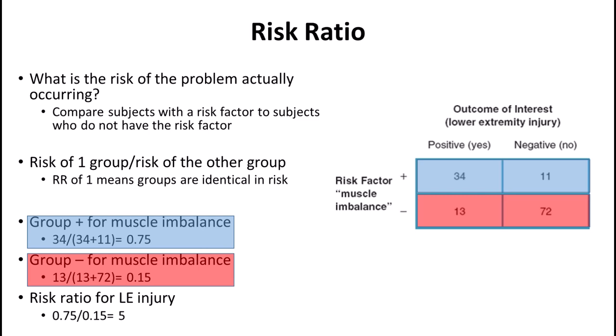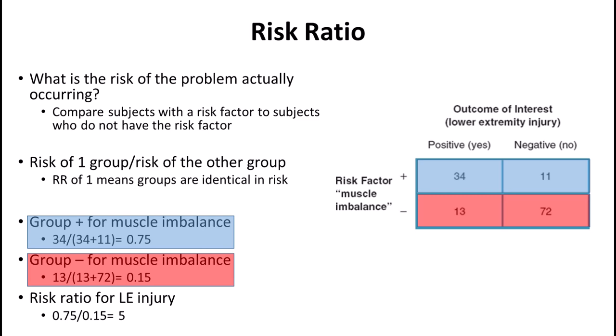Shown on the right-hand side of the slide is a 2x2 grid. On the top part of the grid, you're looking at the outcome of interest. That would be lower extremity injury. So here you're looking at the risk ratio for lower extremity injury based on whether or not you have the risk factor for lower extremity injury, which they're considering here as muscle imbalance. In the top left-hand corner of the 2x2 grid, you have 34 individuals who actually had lower extremity injury and were positive for the risk factor of muscle imbalance.